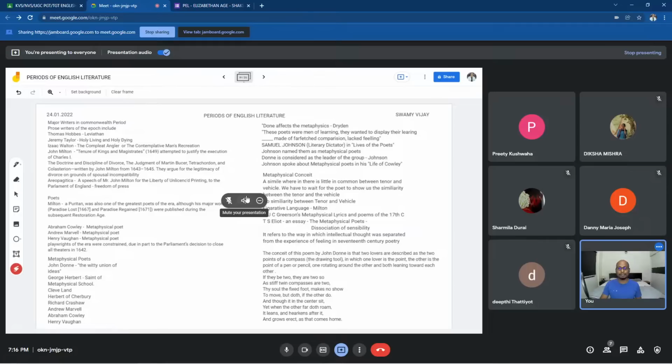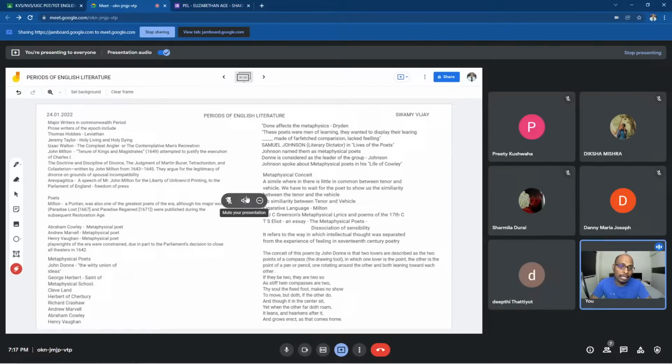Then Oliver Cromwell became the Lord Protector, and then who came again? Charles the Second. So the age between Charles the First and Charles the Second is known as the Puritan interregnum or the Commonwealth period. Okay.